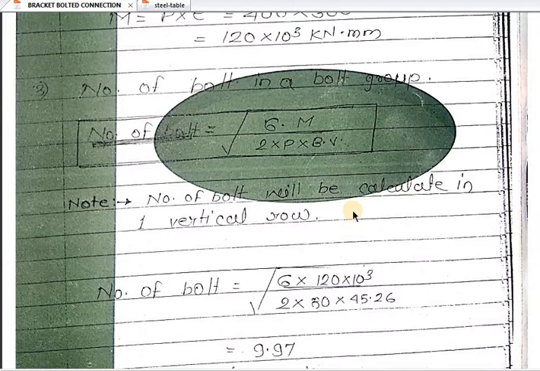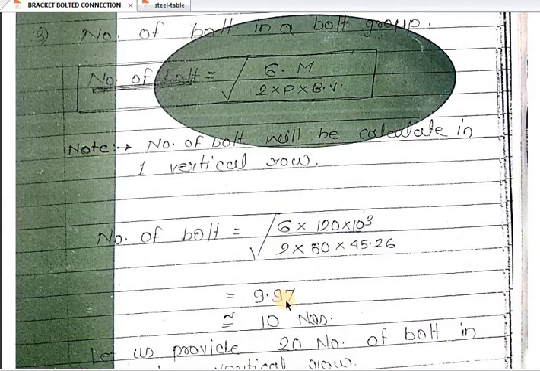The number of bolts is directly taken as 6m, 120 into 10 to the power 3, divided by 2 into P. Sorry, here P is nothing but the pitch value. Here P is not the load taking capacity. Here P is the pitch value. So 2P into bolt value, that is 2 times pitch value into bolt value. The least bolt value is 45.26. Pitch value is 80, whereas moment is 120 into 10 to the power 3. 6 and 2 are the numerals directly taken. So the number of bolts required is 9.97. We cannot provide the number of bolts in fractions, so we can take this as 10.